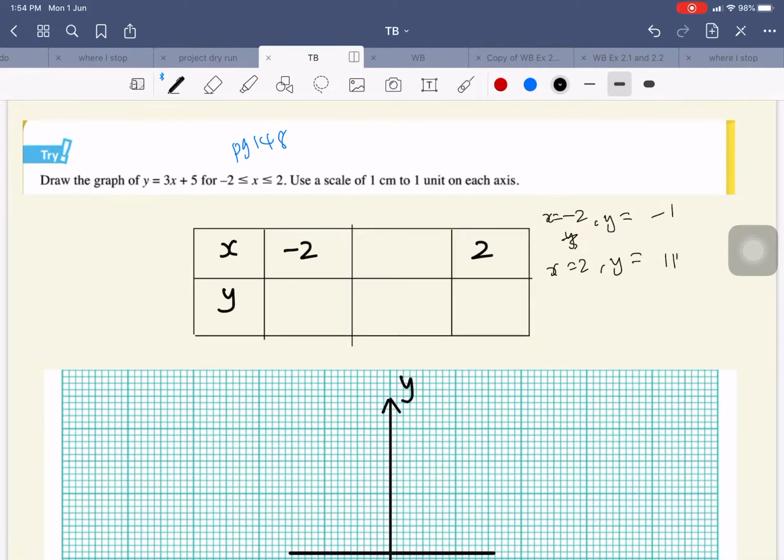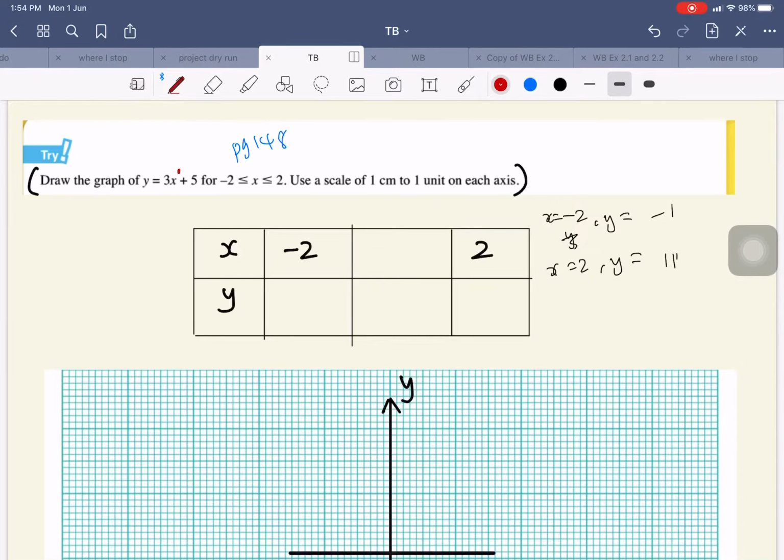Okay, I'm going to explain how to do the try question on page 148. Look at your textbook, page 148. Now listen carefully. In order to draw a graph, how do I know this is a linear graph? You look at the power of x. The power of x is 1, so this is a linear graph.